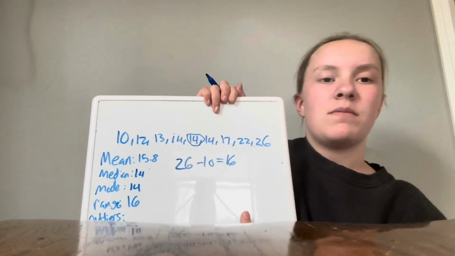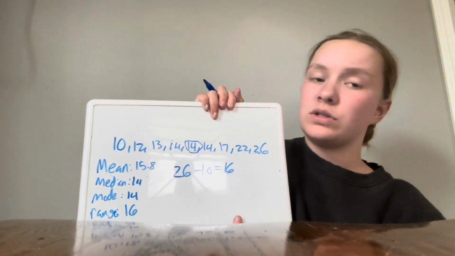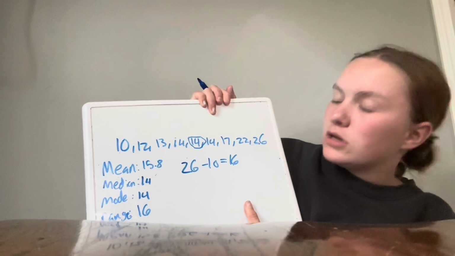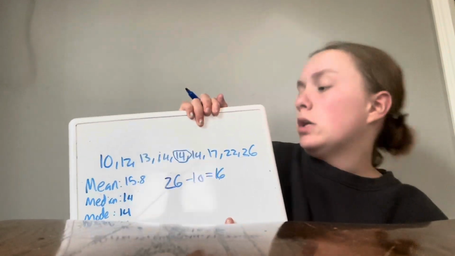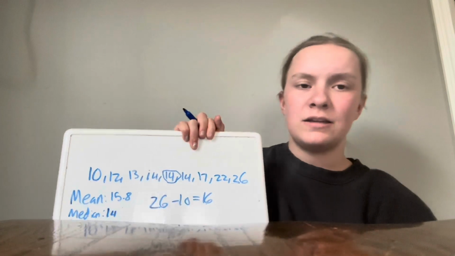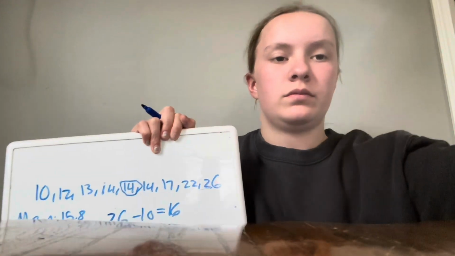Now we're going to figure out if there's any outliers. An outlier is a number that is too small or too big in the data set. So if we look here, there's no outliers. You could argue that 26 is an outlier even though it's a difference of 4 from 22.